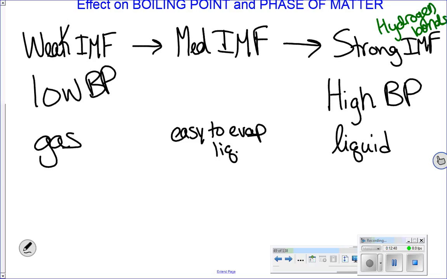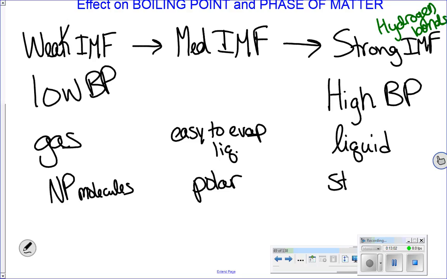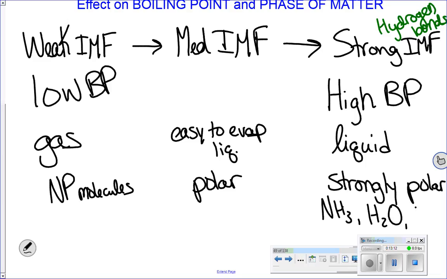Remember, you do need some degree of polarity there, so you can also relate this to polarity. So these are completely nonpolar molecules. These are sort of polar molecules. These are strongly polar molecules. Specifically, and you need to know them, NH3, H2O, and HF.